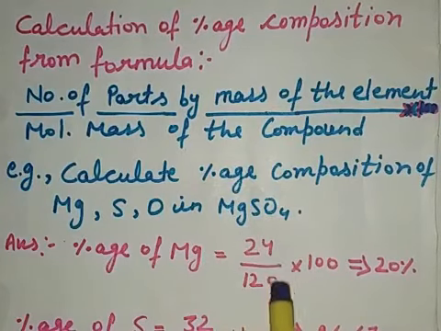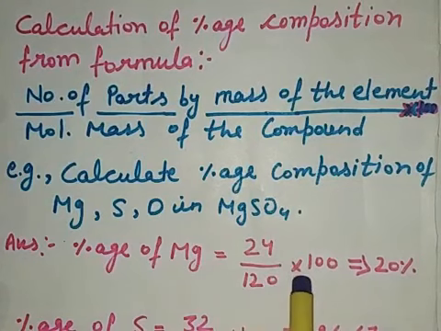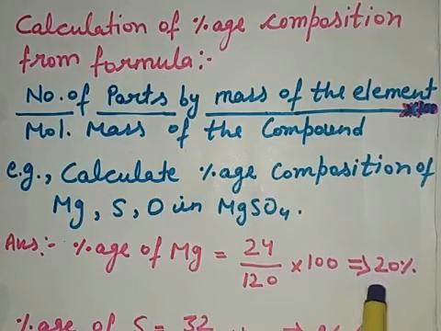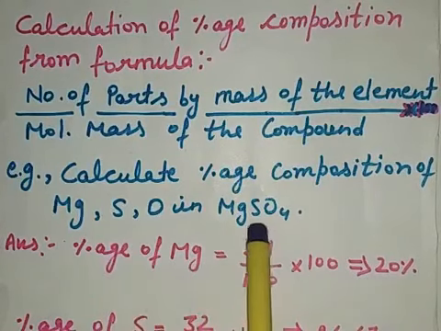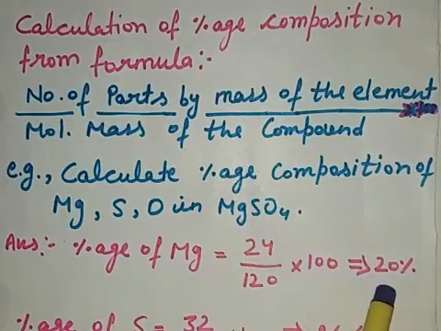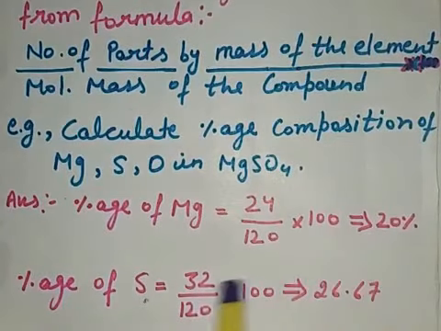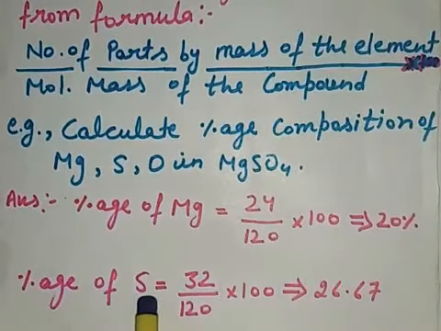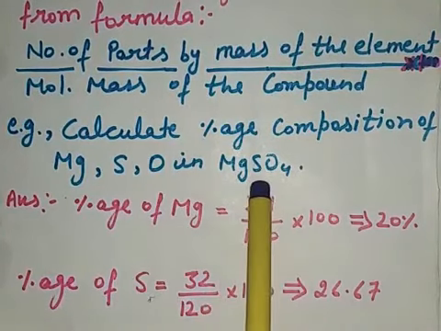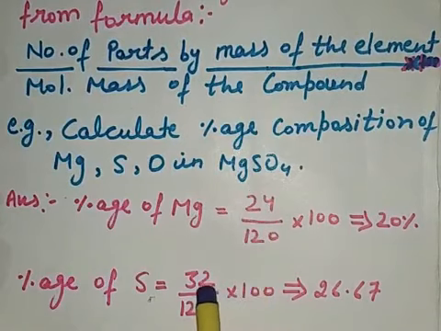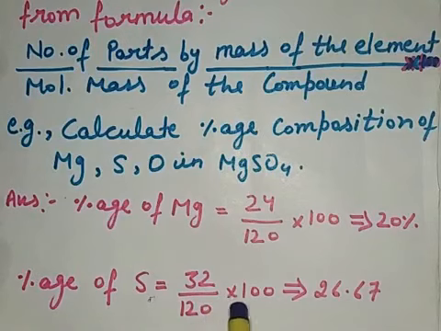So 24 divided by the total molecular mass of the compound into 100. When you solve it, it comes equal to 20. So the percentage of magnesium in magnesium sulfate is 20%. Now similarly, you can calculate the percentage of sulfur. As you can see here, only 1 atom of sulfur is present. So here the atomic mass of sulfur is 32 divided by the molar mass of the compound 120 into 100.